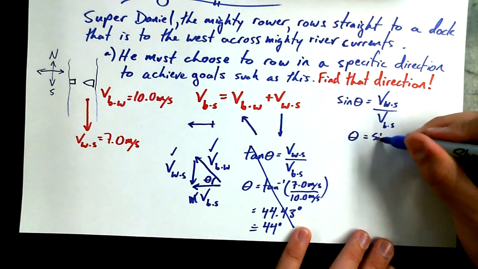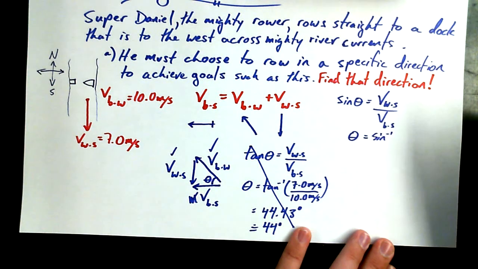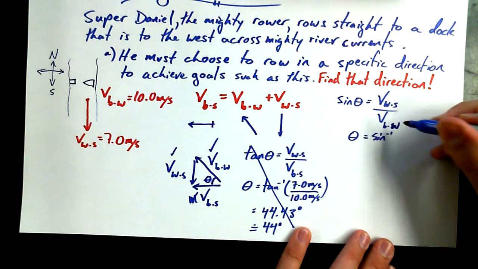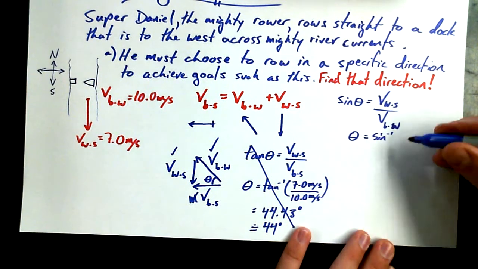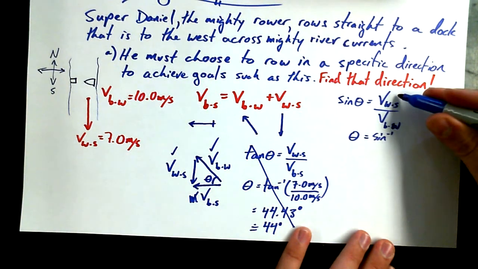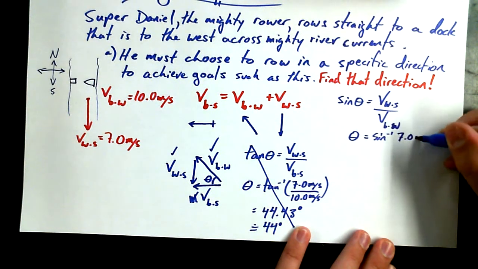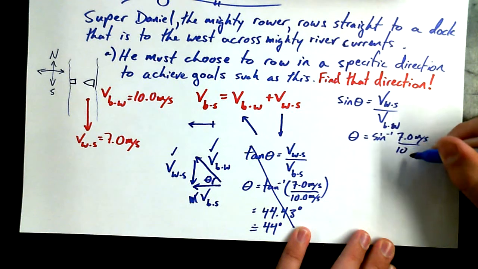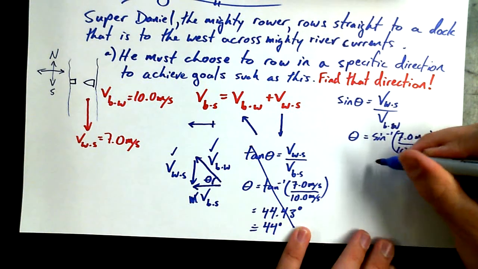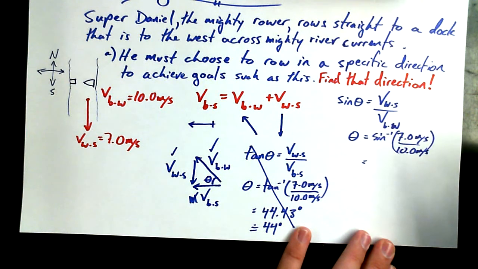Theta equals sine inverse. VWS again, isn't it? Isn't it VBW? I'm so hung up on VBS. Cut it out. VWS, 7.0 meters per second over 10.0 meters per second. Oh, well, the answer's still right, even if my writing was wrong.